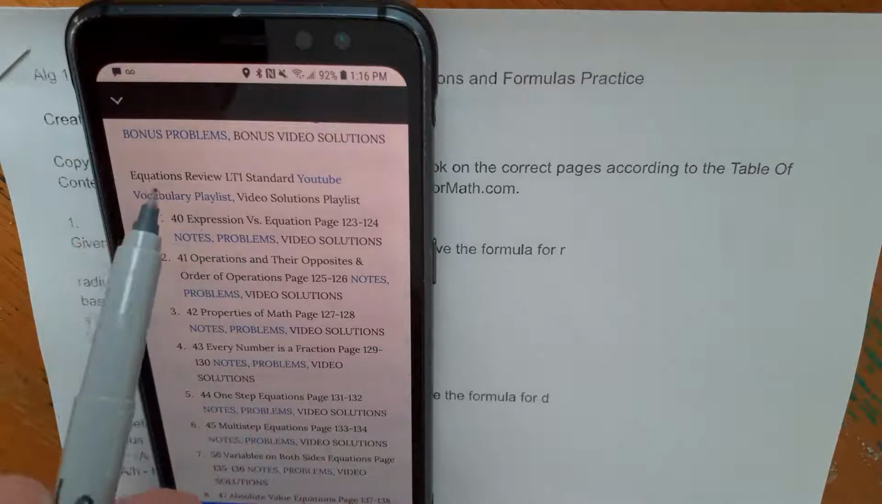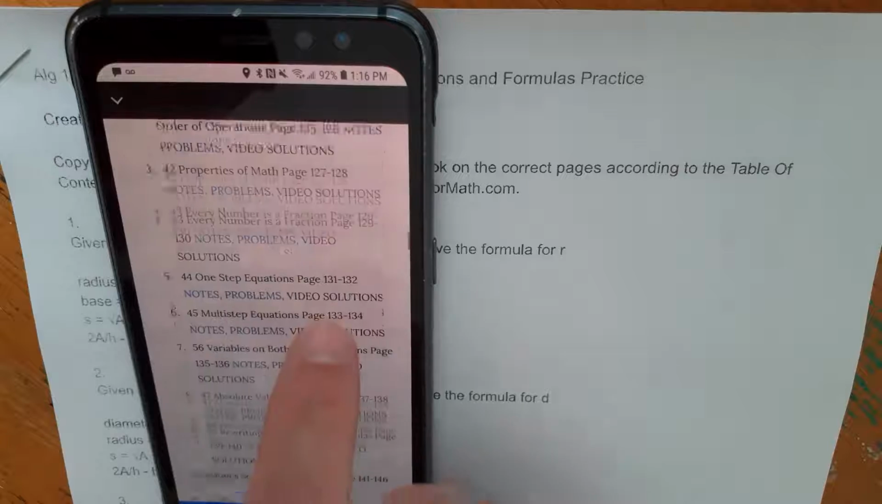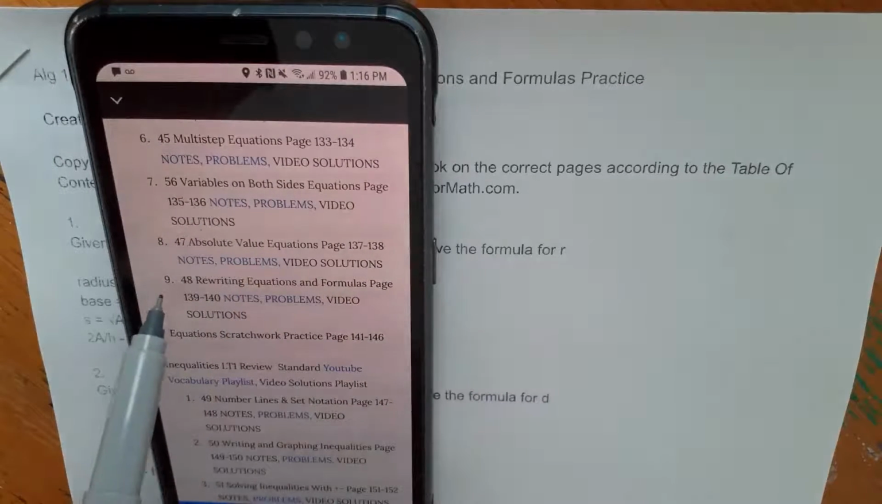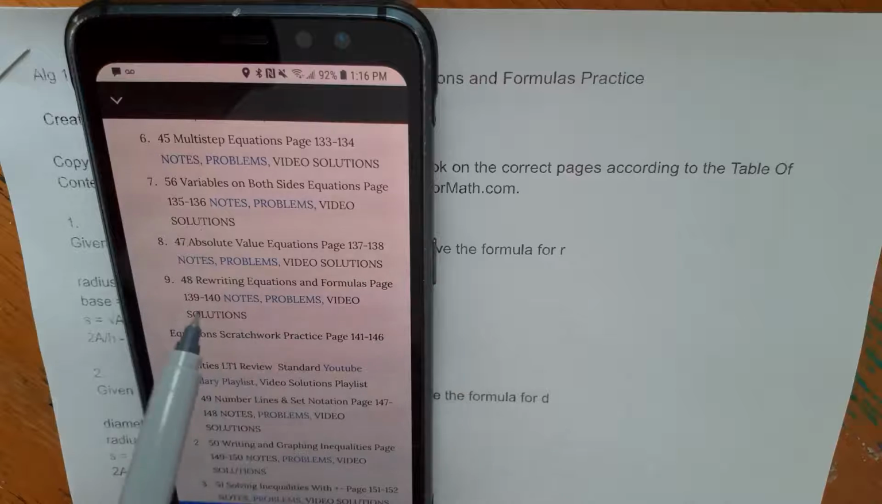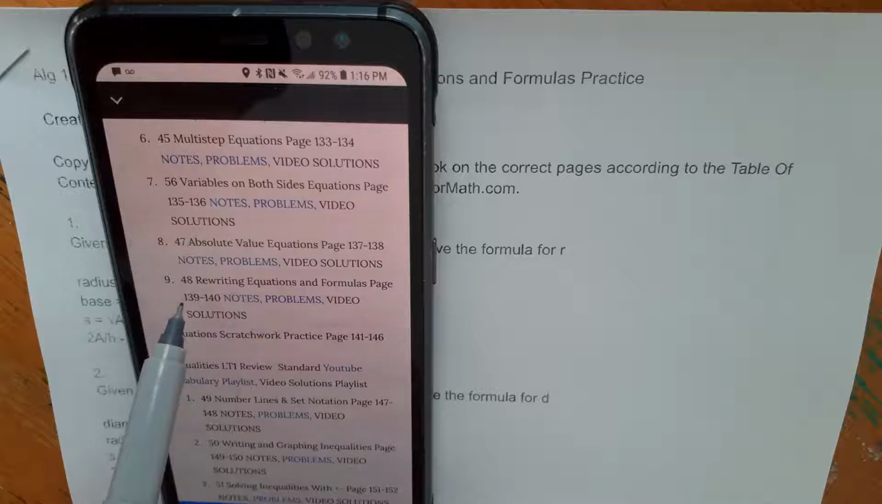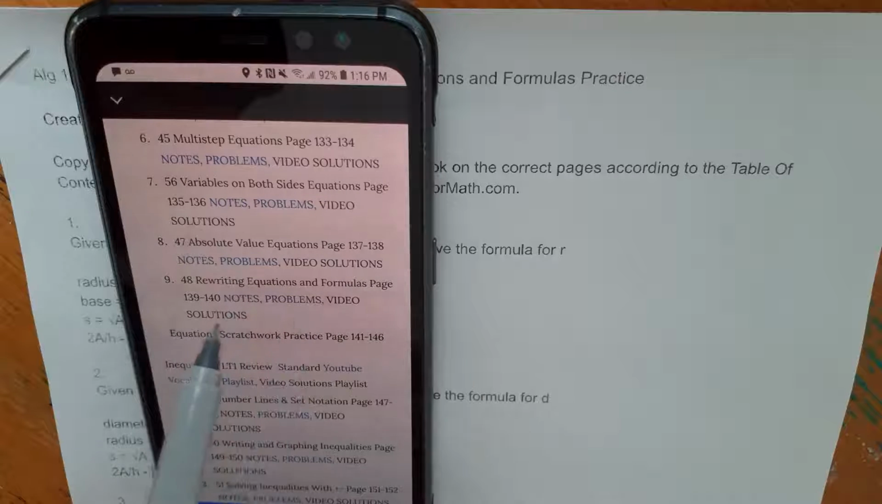Here we are in Equations Review. This is a unit. We're way down on lesson 9, Rewriting Equations and Formulas page. It goes on these page numbers of your comp book. Please don't take this video's word for it, but go back and find the original table of contents. By the time you watch this video, these page numbers will probably be different. The notes are here, the problems, and the video solution will be here once it's posted.